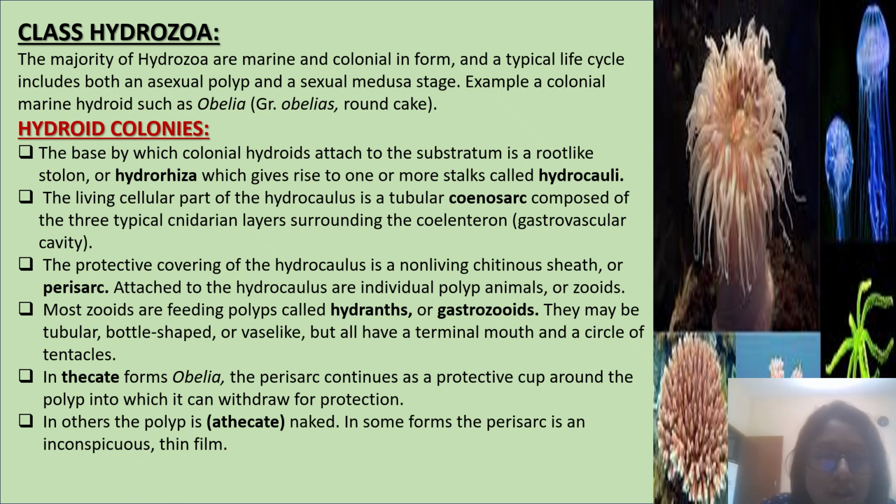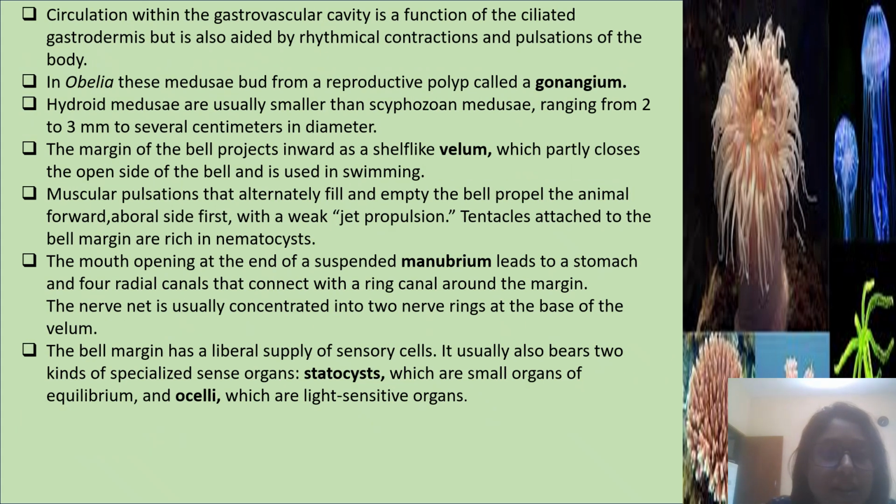Most zooids are feeding polyps called hydranths or gastrozooids. They may be tubular, bottle-shaped, or vase-like, but all have a terminal mouth and a circle of tentacles. In Obelia, the perisarc continues as a protective cup around the polyp into which it can withdraw for protection. In others, the polyp is naked. In some polyps, the perisarc is an inconspicuous thin film. Next, circulation within the gastrovascular cavity is a function of the ciliated gastrodermis, but is also aided by rhythmical contraction and pulsation of the body.